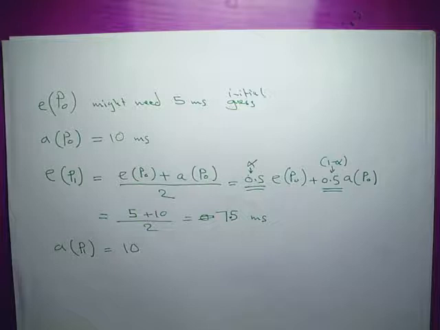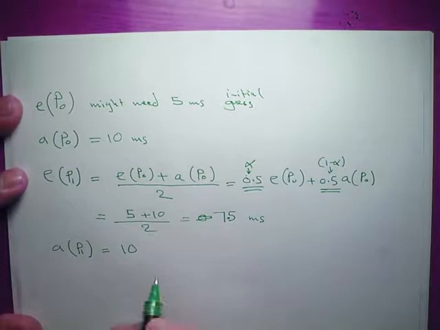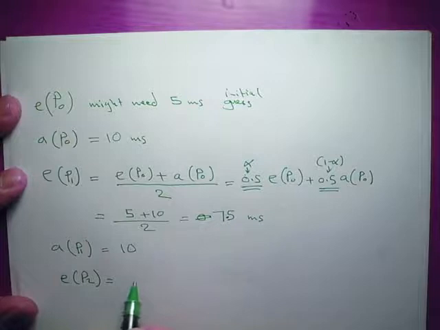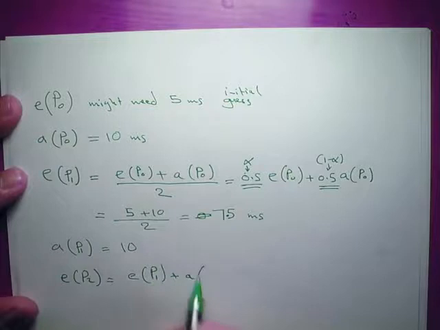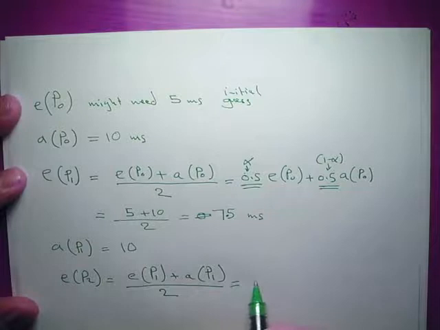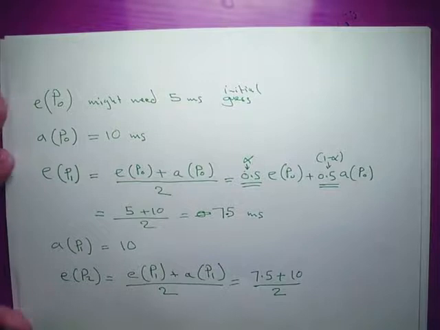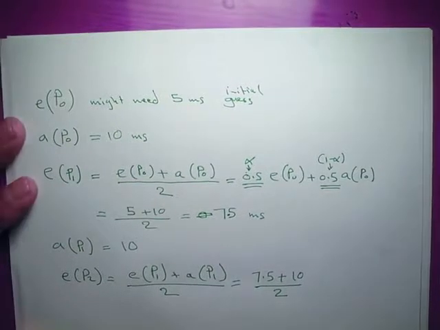So if I keep the same weight of alpha, each time I will go nearer to the actual value by 50%, right? So I'll be much nearer to that. Now I can say that E of P2 equals E of P1 plus the actual of P1, and if I'm again using the same weighting, that will be E of P1, 7.5, plus the actual, which is 10, divided by 2. So that's 17.5.